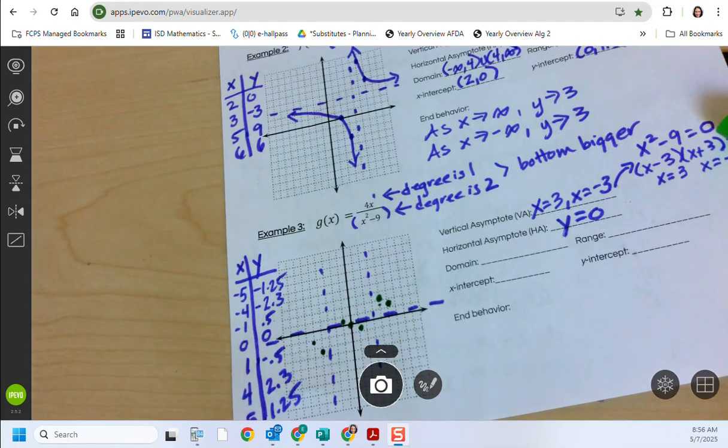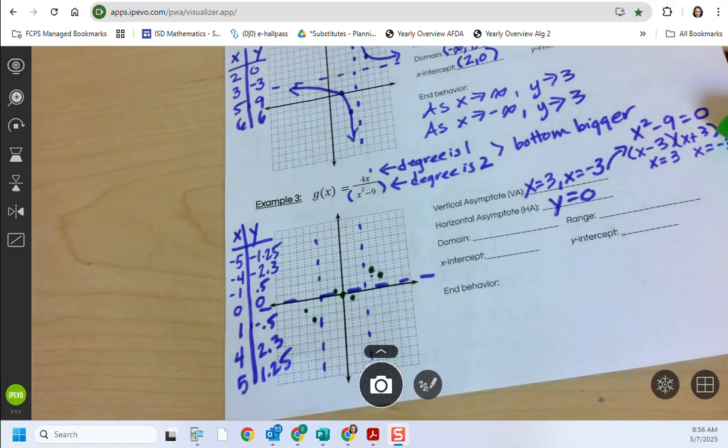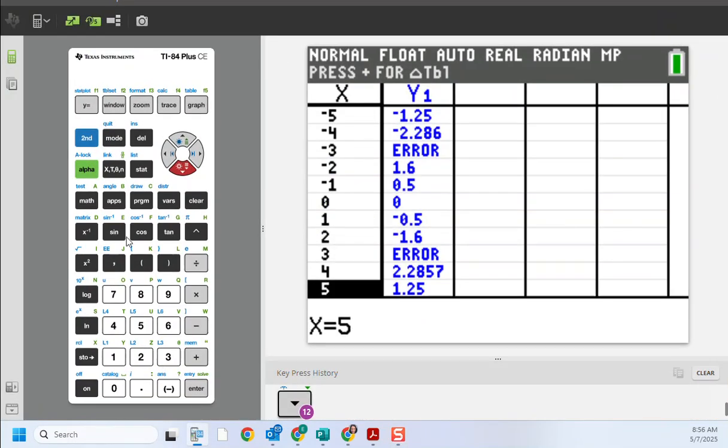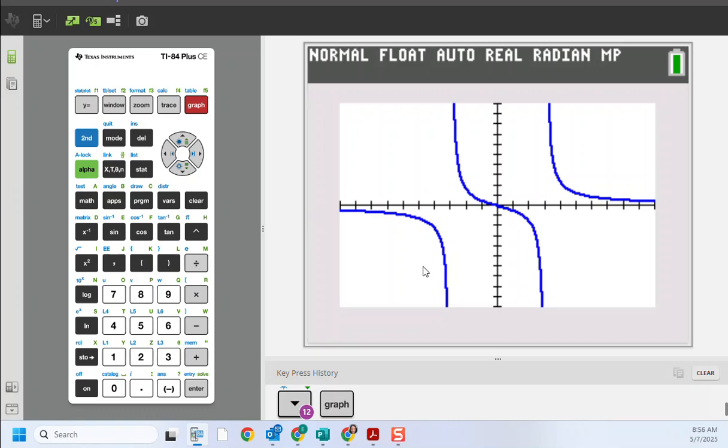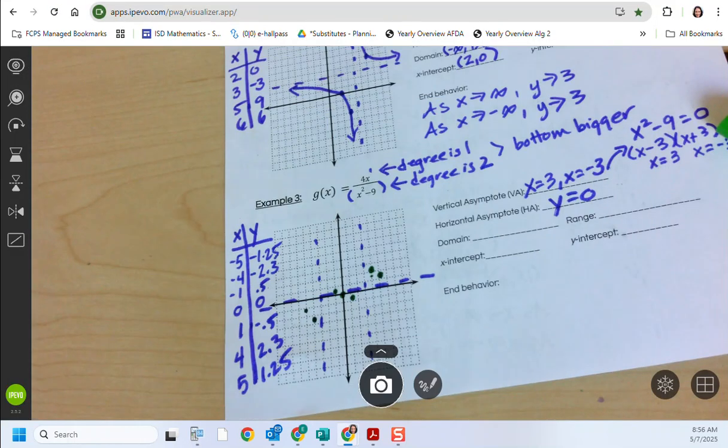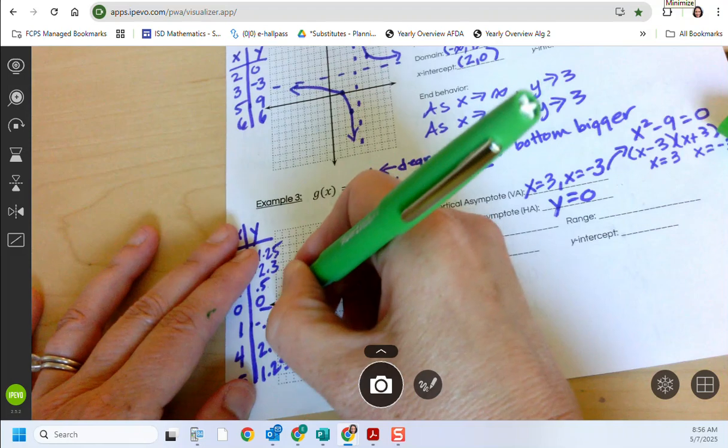And then just take another peek at the shape of the graph just to make sure you're getting the right shape when you graph it in. So looking at your graph here, you should have this shape, and this shape. And then sketch it in.